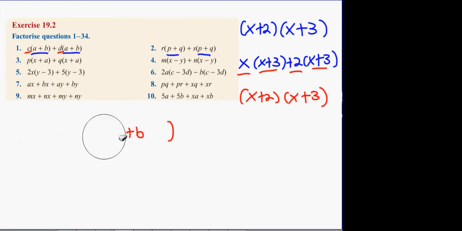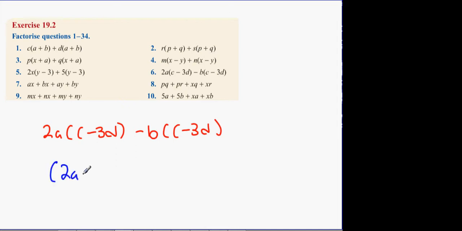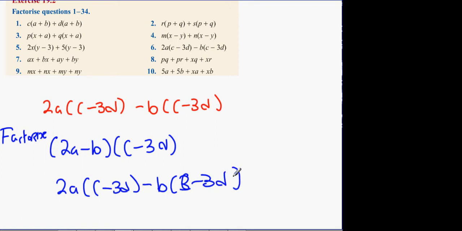Now, look at this now. Finally, 6a bracket C minus 3d minus b bracket C minus 3d. What's the answer for this one? Can anybody tell me? Stephen? Bracket 2a minus b. And then bracket C minus 3d. Now guys, that's called factorising. Factorising means you go backwards. Now if I ask you to multiply that out, how would you multiply it out? You would say 2a bracket C minus 3d and b bracket C minus 3d. So do you see that factorising is the reverse of multiplying?